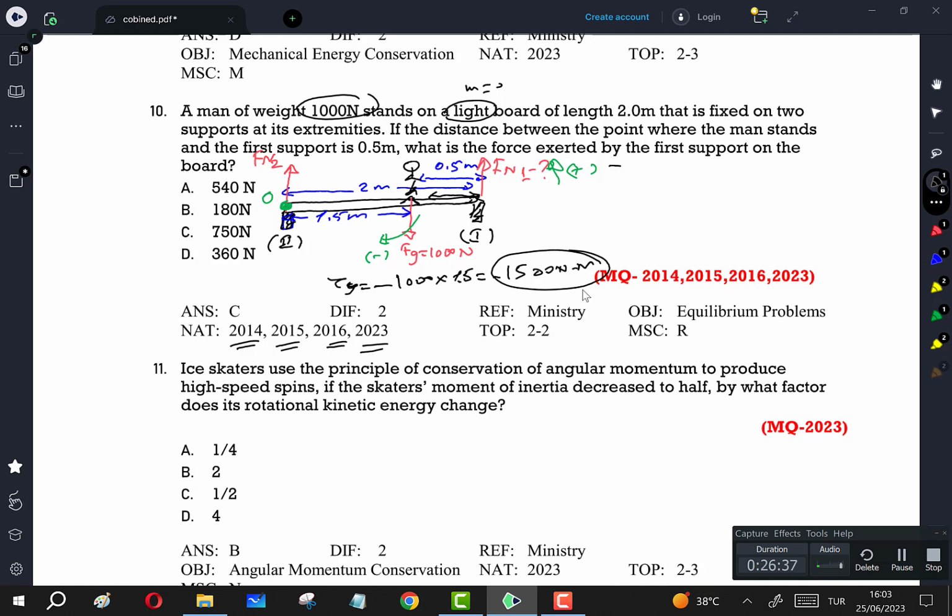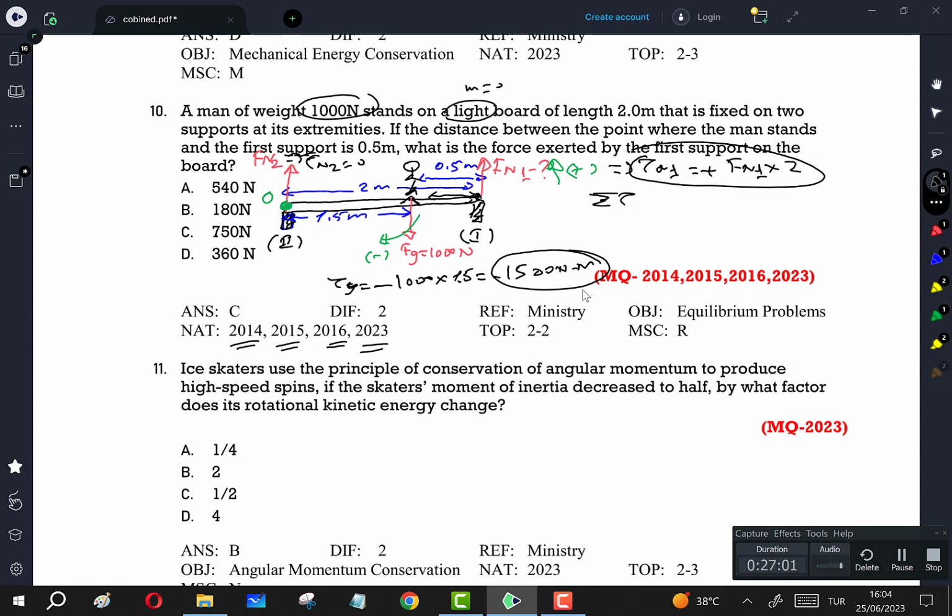So calculate torque of Fn1. Torque of N1, I will write that. It's positive. Fn1 times distance from force to axis of rotation, which is the length of the board, 2 meters. Angle is 90, sine 90 is 1. So that's all. Fn2 produces 0 torque. Torque of N2 is 0 because it's acting on the axis of rotation.